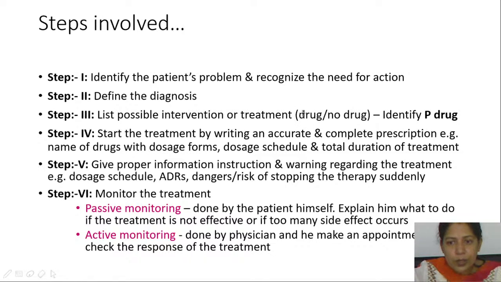If it involves a drug, then you identify the P drug. P here stands for personal drug. It means it is personalized for the patient, or it is the preferred drug for you for that particular condition in those types of selected patients. So this is the P drug concept, wherein consideration is given to efficacy, safety, suitability, and cost. You look at 4 factors.